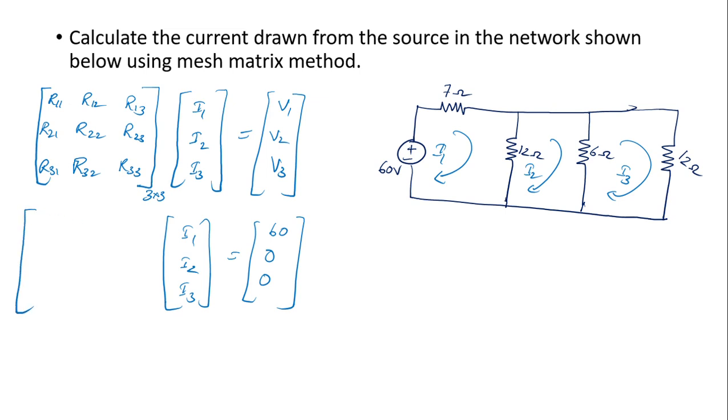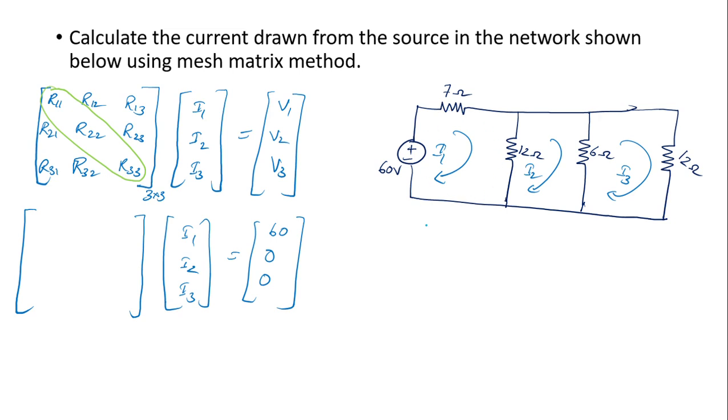And how to fill out the resistance matrix? As I mentioned before, R11, R22, R33. These are the diagonal elements, right? So the diagonal elements will always be positive, and if you want to find out R11, you simply take the sum of resistors present in the first mesh.